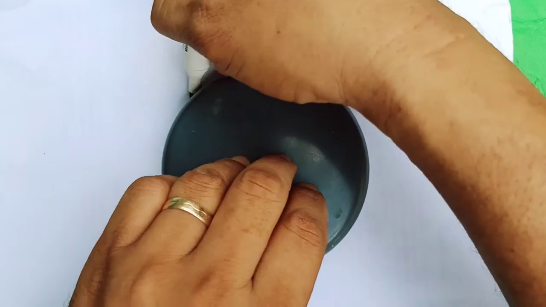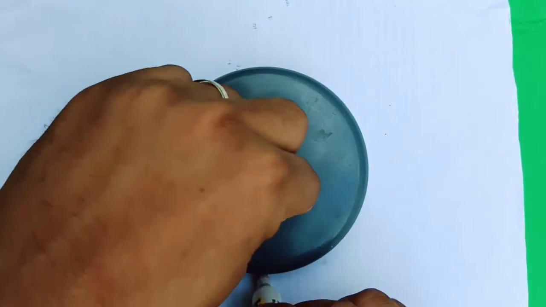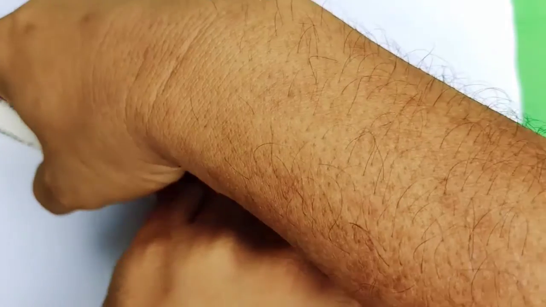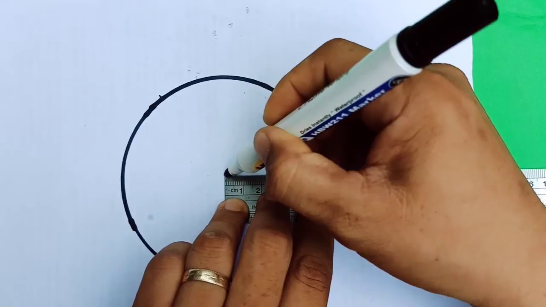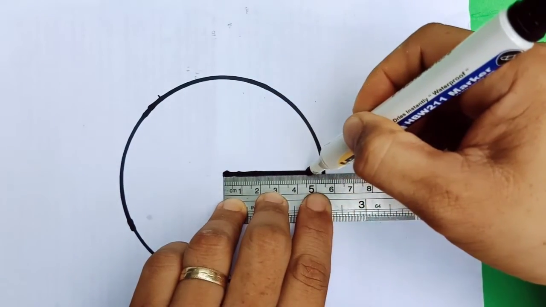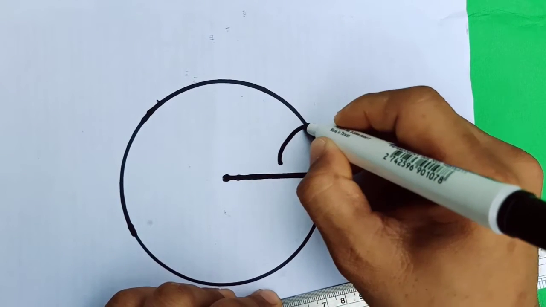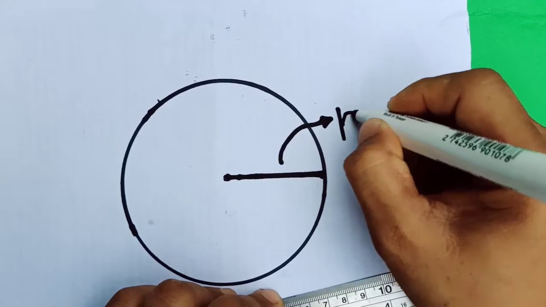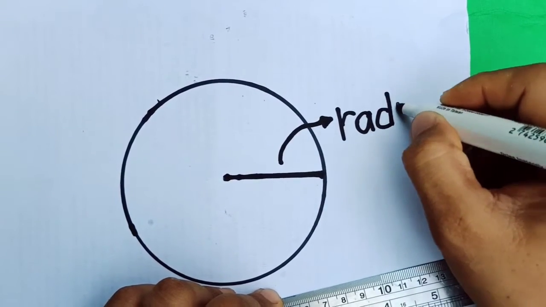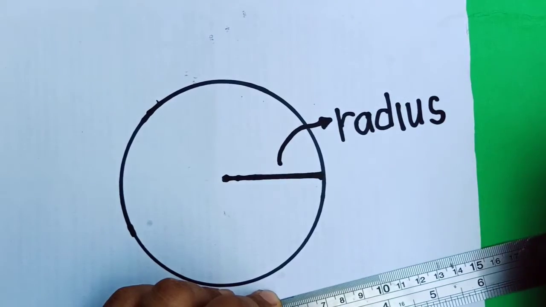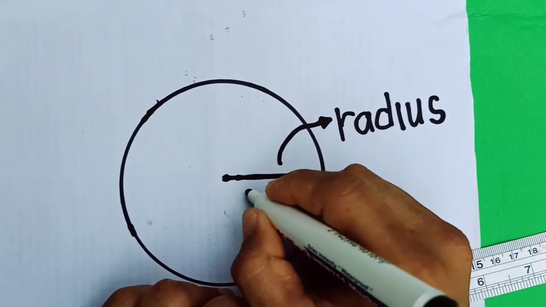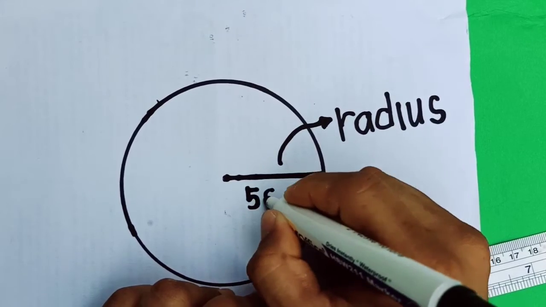What is a circle? A circle is a set of all points that have an equal distance from the center. I draw here a circle. From the center of the circle to the circumference, we call it a radius. This radius measures 5 cm.